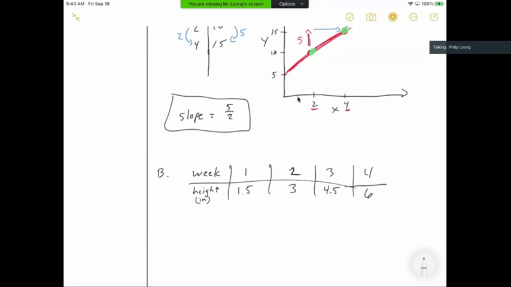What do you guys think? Is weeks my x or my y? X. Joaquin says x. Correct answer is yes, that is your x. Generally, time is always going to be your x. Okay. Go and graph it. Find the slope. I'll give you guys a little head start.